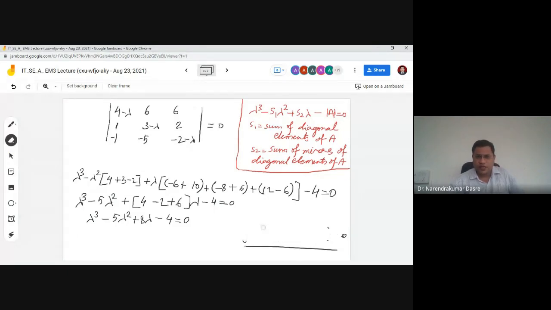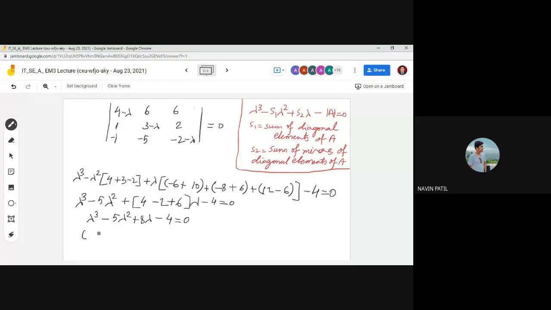So can you please tell me what are the roots you are getting, or what are the factors you are getting? What are the factors we have here? Are you getting it? Use your calculator and then get the values. Anyone of you got it? Lambda minus 1, lambda minus 2, lambda minus 2.